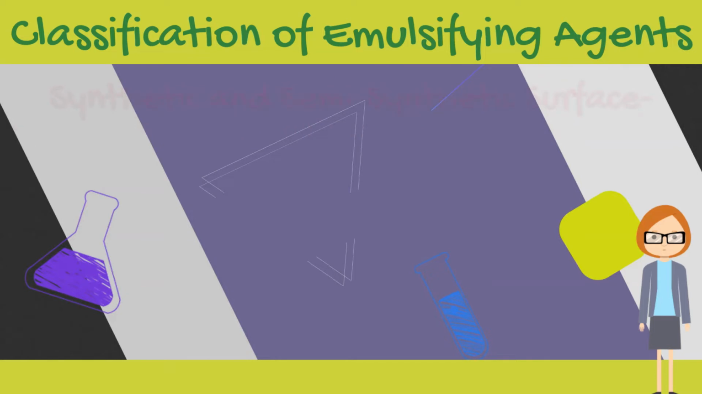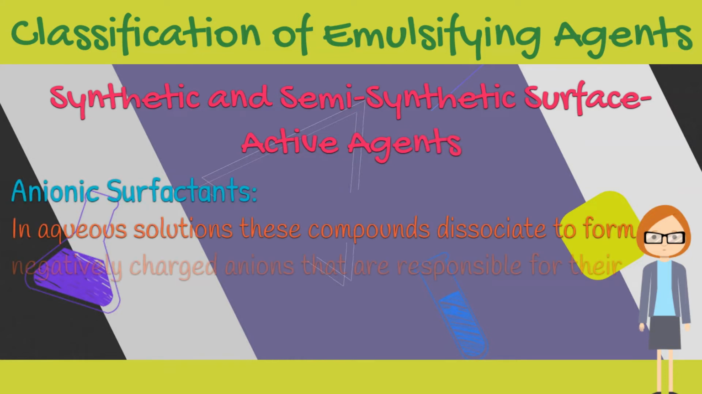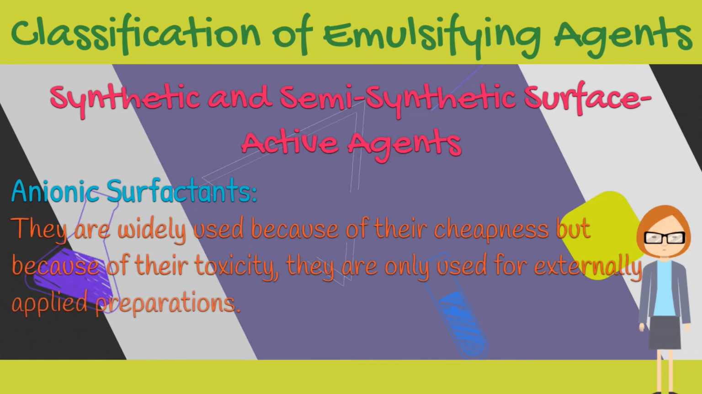Synthetic and semi-synthetic surface active agents. There are four main categories of these materials, depending on their ionization in aqueous solution: anionic, cationic, non-ionic, and amphoteric. Let's discuss them in detail. Anionic surfactants. In aqueous solutions, these compounds dissociate to form negatively charged anions that are responsible for their emulsifying ability. They are widely used because of their cheapness, but because of their toxicity, they are only used for externally applied preparations.